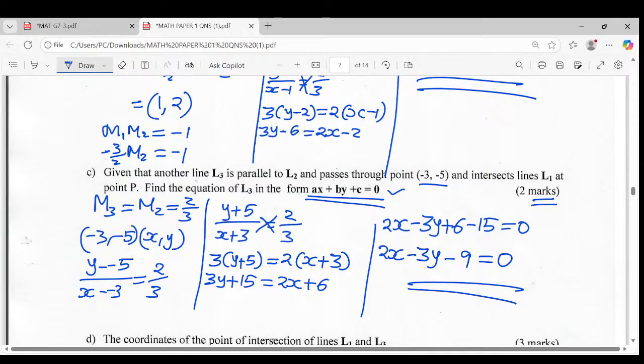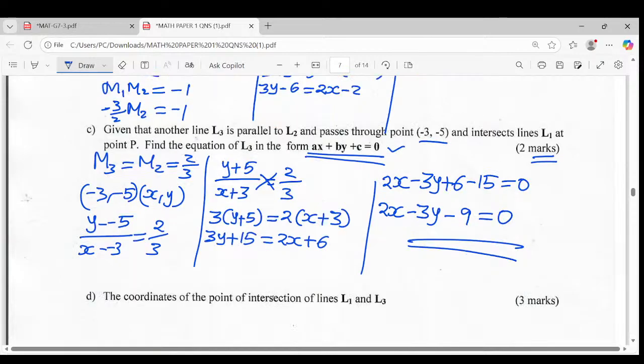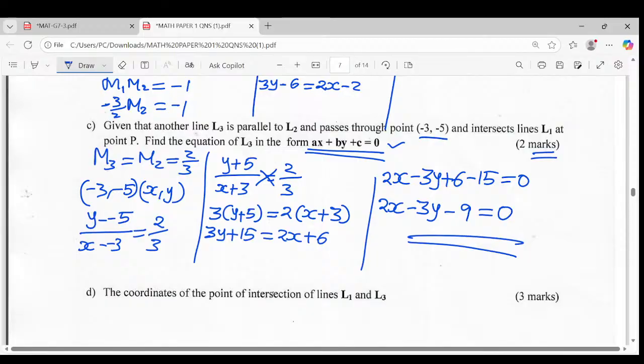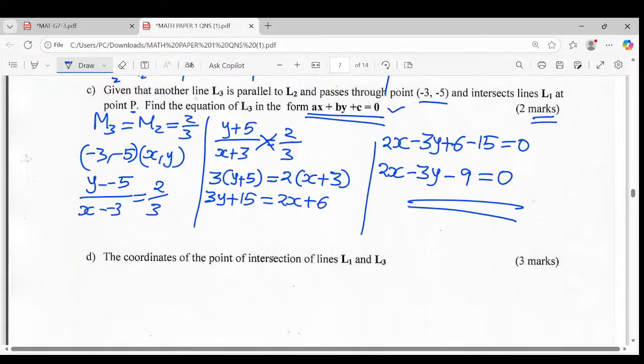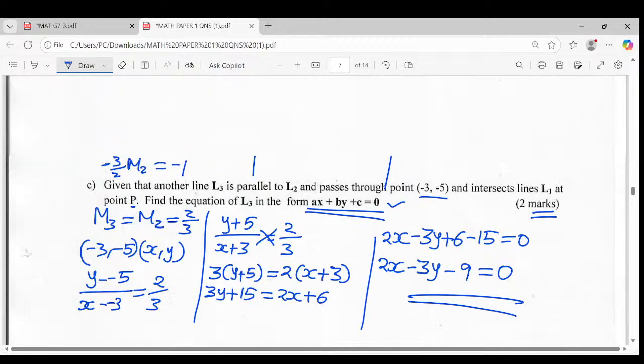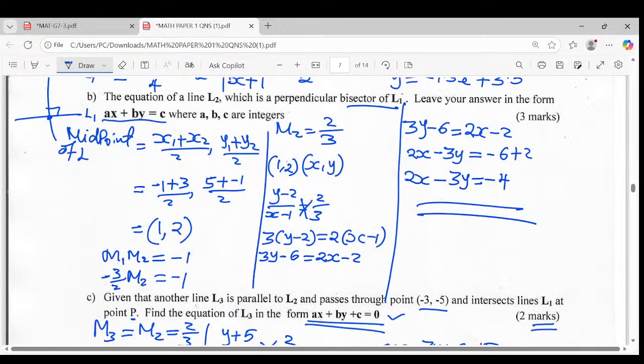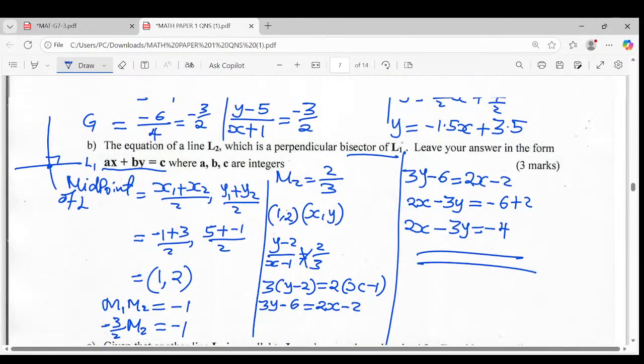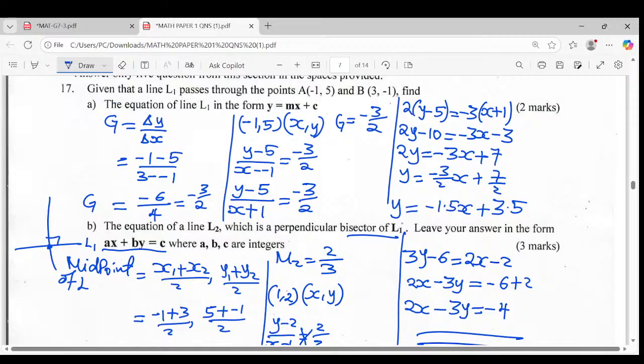Let's look at part D of the very question. It says the coordinates of the point of intersection of L1 and L3. When you look at this one, it says that line L1 and L3 intersect at point P. So L1 and L3 intersecting. You need to know that at the point of intersection. So first let's have the equation of L1. Let me find the equation of L1, I had this one here.